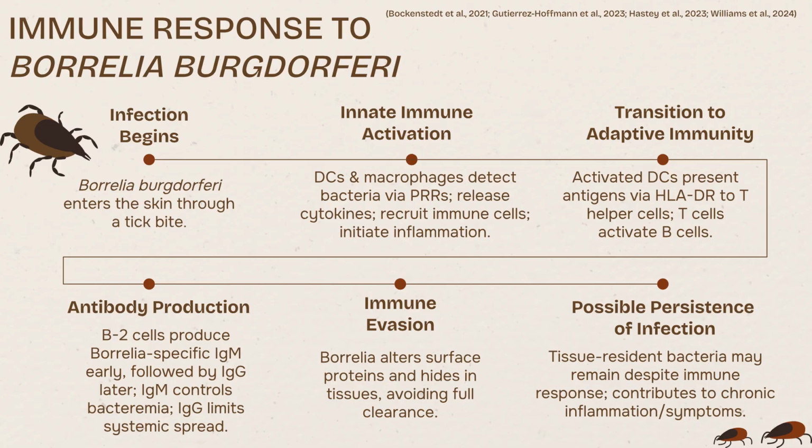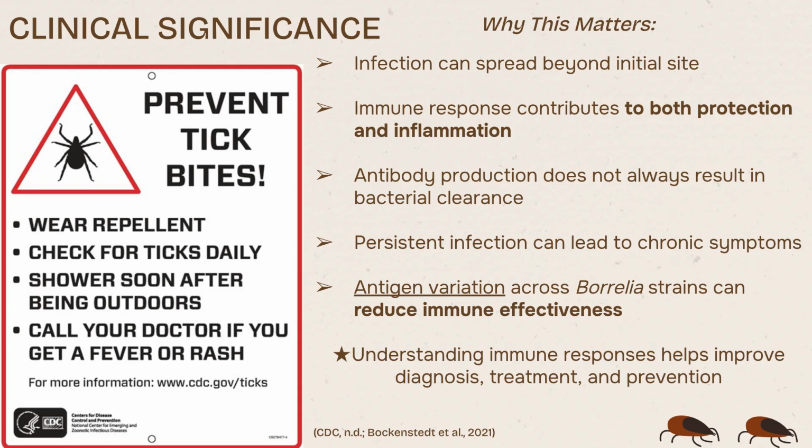control the infection. However, despite these immune responses, the bacteria can evade the immune system by changing its surface proteins and hiding in tissues. As a result, the infection may persist, leading to ongoing inflammation, tissue damage, and later stage complications. Clinically, this is important because Lyme disease doesn't just stay localized. It can spread throughout the body and affect multiple systems, including the joints, heart, and nervous system.